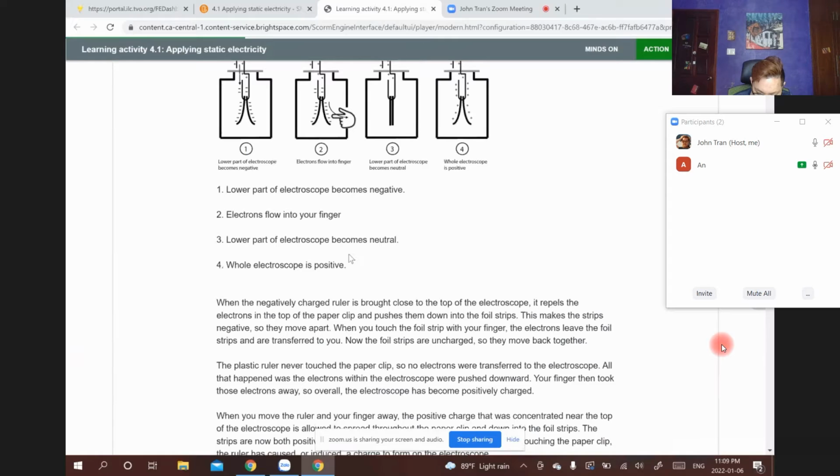When the negatively charged ruler is brought close to the top of the electroscope, it repels the electrons in the top of the paper clip and pushes them down into the foil strips. This makes the strips negative so they move apart. When you touch the foil strips with your finger, the electrons leave the foil strips and are transferred to you. Now the foil strips are uncharged so they move back together.